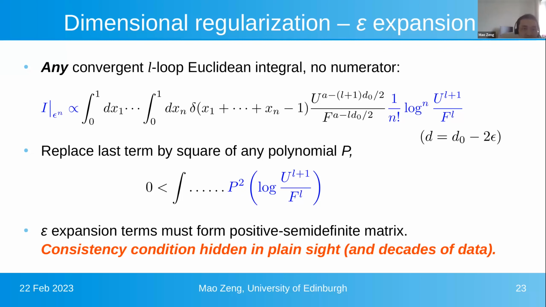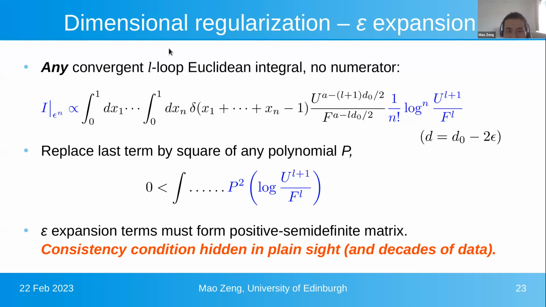So here I will consider an arbitrary Euclidean Feynman integral, which is convergent, at any loop order. So I consider integrals where there are propagators, which can be raised to any power, without numerators. All such integrals have very simple expressions in terms of graph polynomials. There are two graph polynomials. One is called U and one is called F. In Feynman parameter space, the integrand is just U raised to some power divided by F raised to some power.